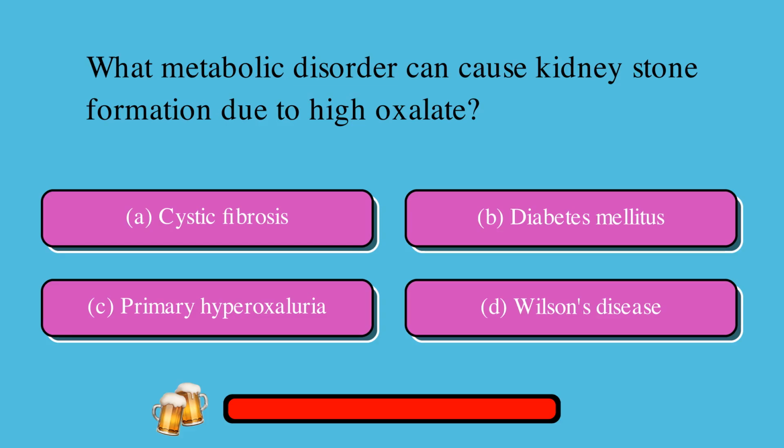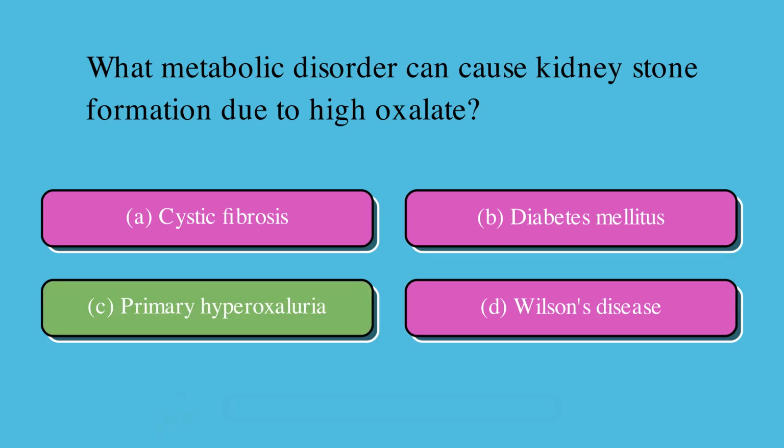What metabolic disorder can cause kidney stone formation due to high oxalate? A. Cystic fibrosis, or B. Diabetes mellitus, or C. Primary hyperoxaluria, or D. Wilson's disease. The correct answer is C. Primary hyperoxaluria.